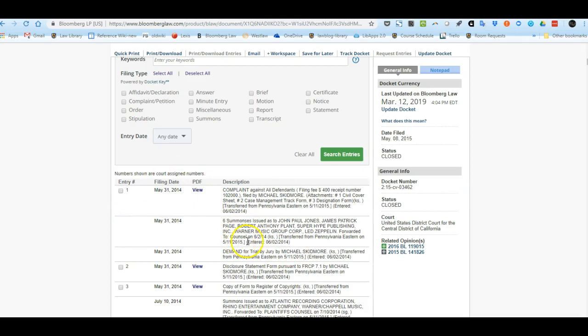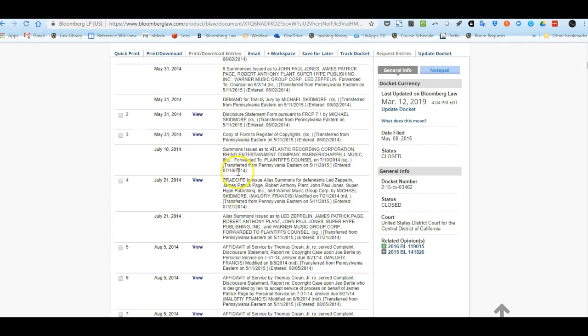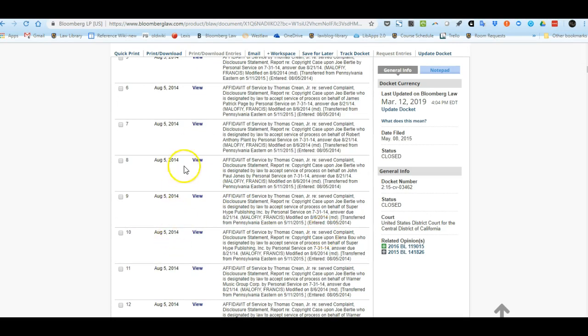And then here we have, you might have summonses, we have a demand. Those of you who've taken New York or civil procedure will know some of these, affidavits. And here if I click on view, Bloomberg will show me that particular document as a PDF. So that's why we like Bloomberg.